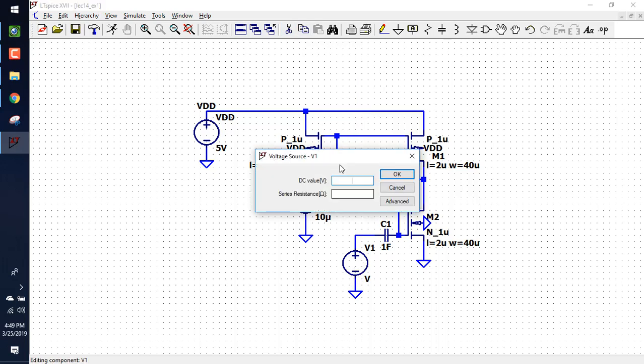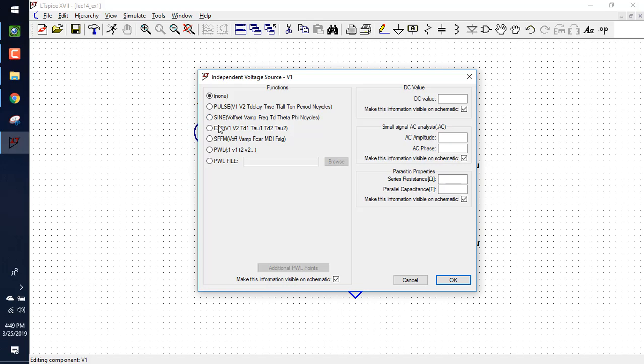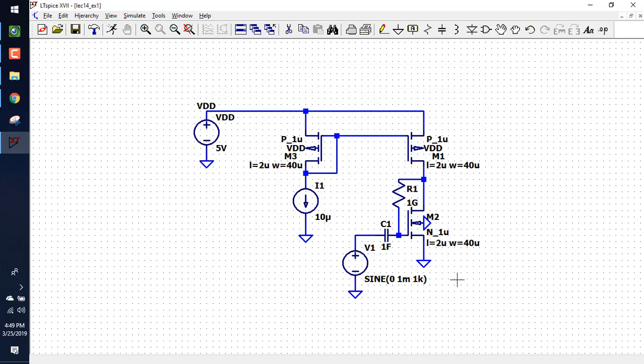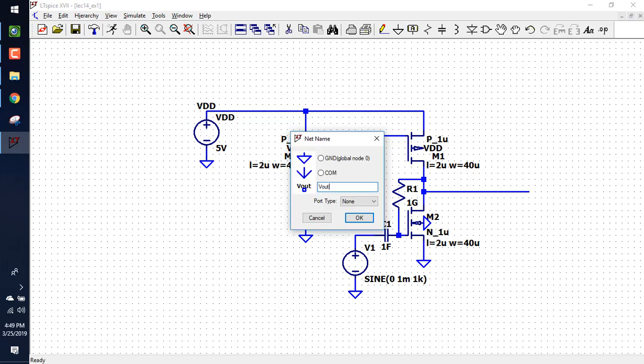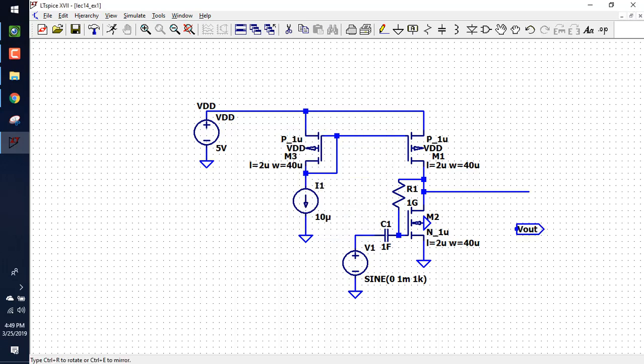All right, so let's make this advanced AC. Yeah, let's put a sine wave in. 0 amplitude, 1 millivolt frequency, 1 kilohertz. Yeah, that's good. All right, and then last but not least, since we want to have pretty schematics, let's come up here and say V out and then port type output. Okay, plop that down.